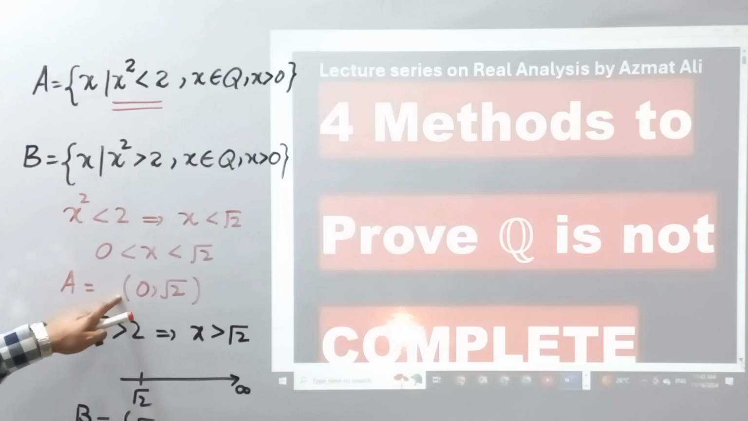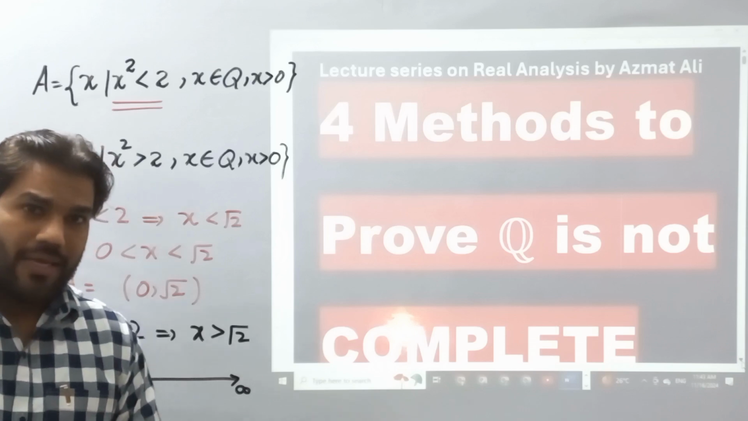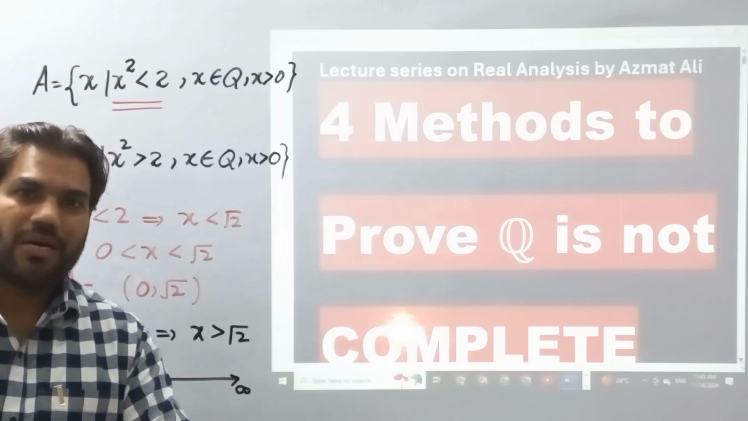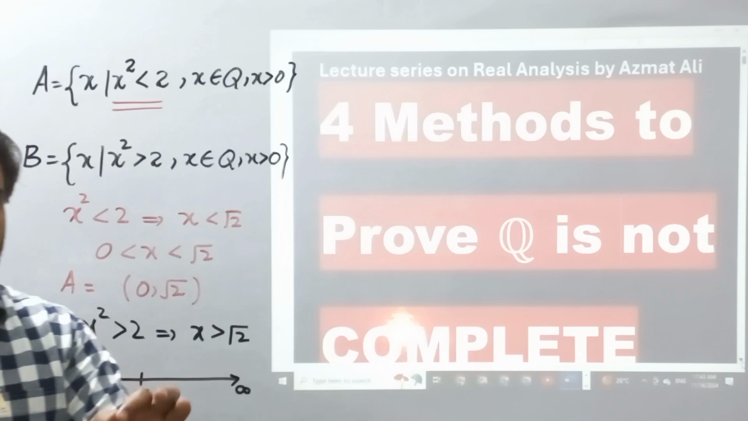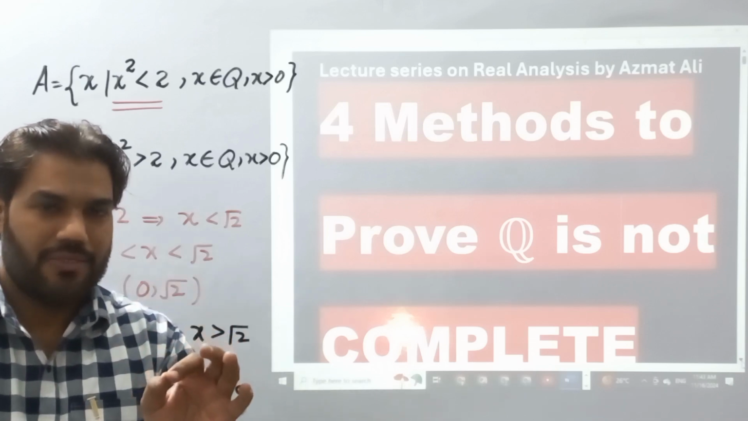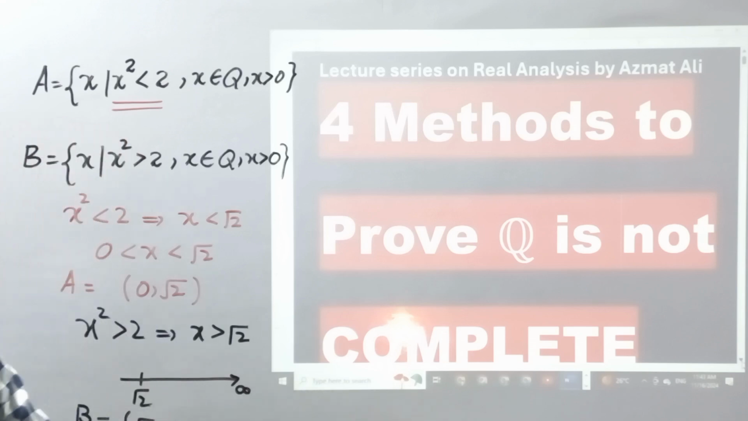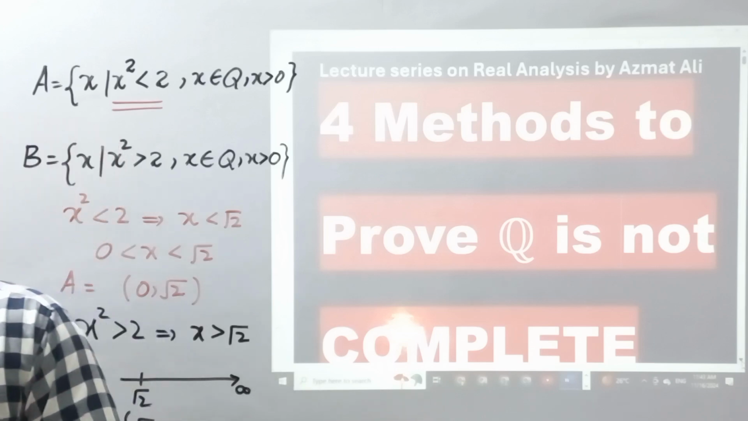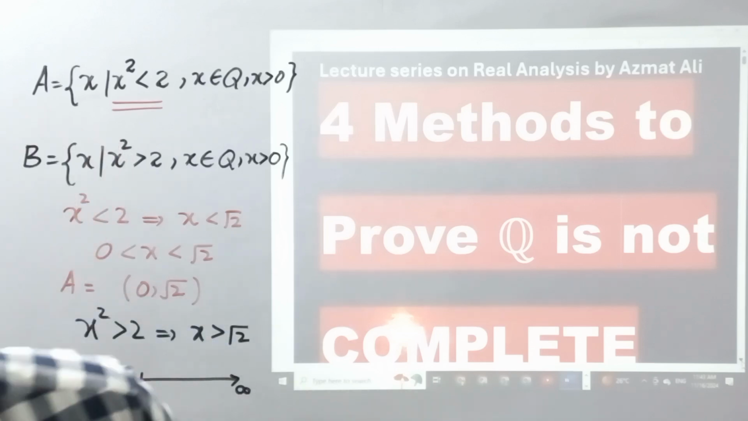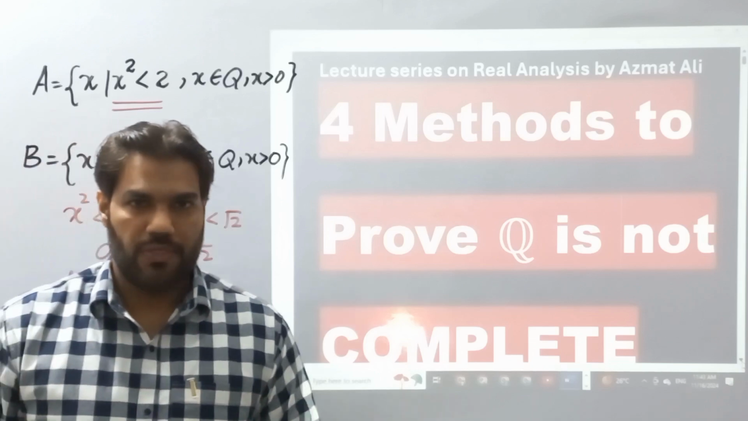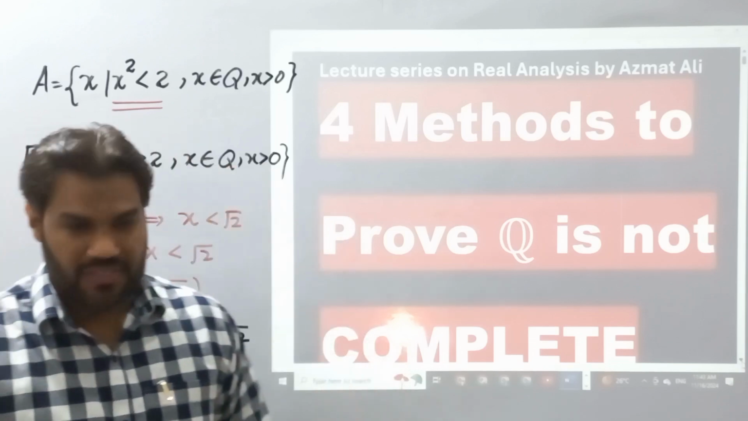So this is our set A, that is an open interval 0 to square root 2, and this is our set B. Now you can notice that, similar to set A, B has no smallest element. The smallest element of a set is an element that is smaller than every other element of set B. So the smallest element of set B would be square root 2, but it does not belong to B, so set B has no smallest element. So now we will prove that Q is not a complete ordered field. This is our basic discussion.